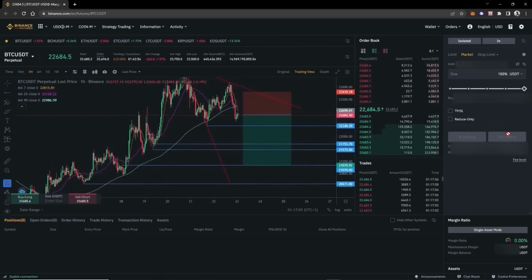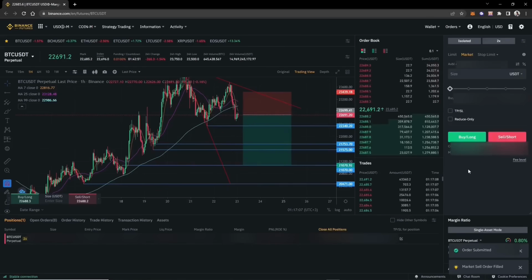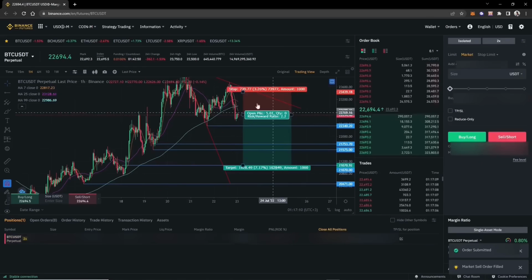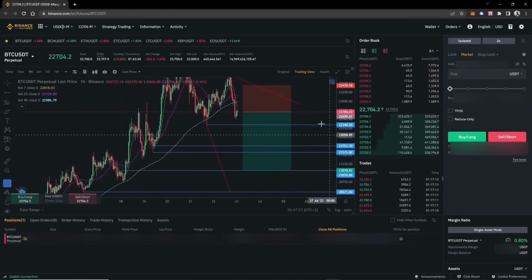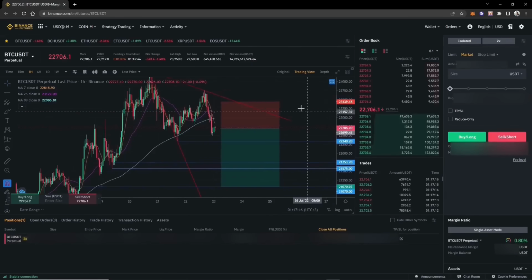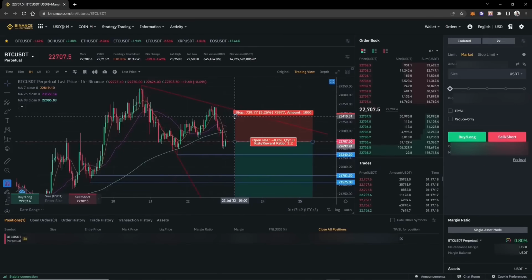I've transferred an amount just to open this position, so I will make my size 100%. Now I clicked on sell button, and as you can see at the bottom, my position is opened. As you can see, my RR ratio is 2, so this is a good position to be.